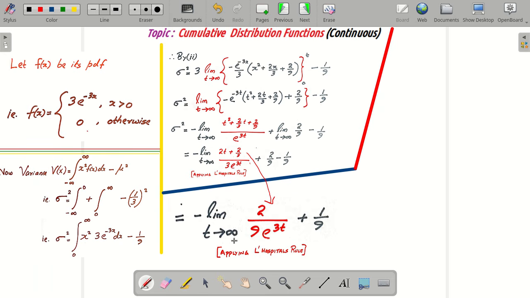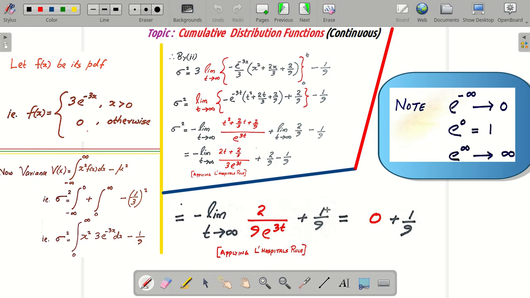So what I did is I took the derivative of the numerator, that's 2, and the denominator. And finally I'm sure I'll get the answer. You saw before e power infinity tends to infinity. So the denominator will become infinity and the value will be 0 plus 1 by 9. And that's it. The variance is 1 by 9.